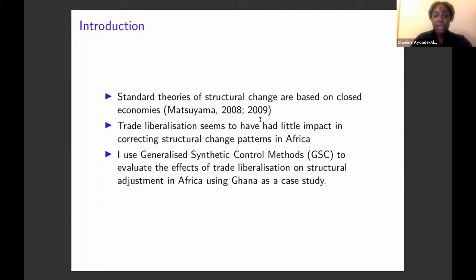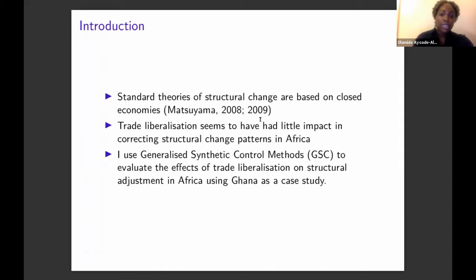But Matsuyama notes that these theories of structural change are based on the assumption that economies are closed, when in reality, most economies are interdependent. And he explains that this leads to a misunderstanding of structural change in an open economy, as the pattern of structural change can actually be ambiguous when you account for the trade effect.